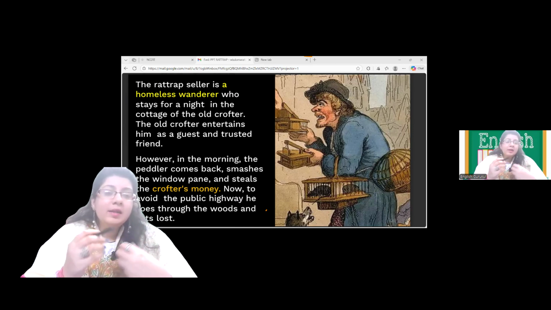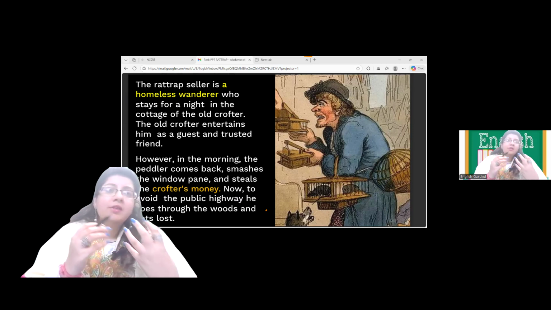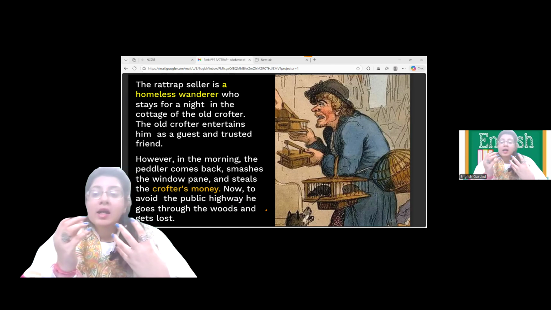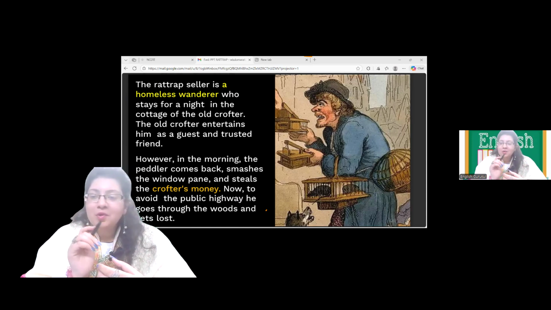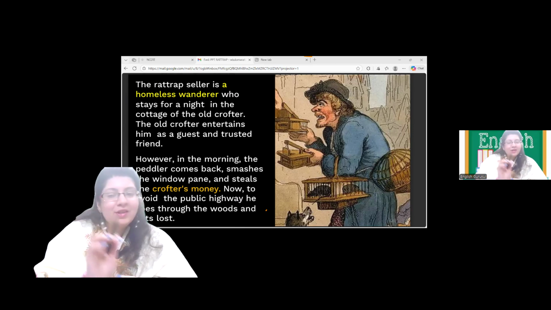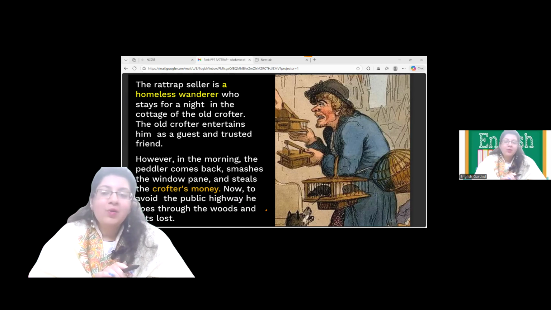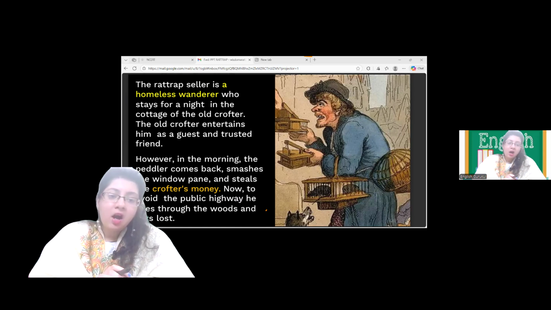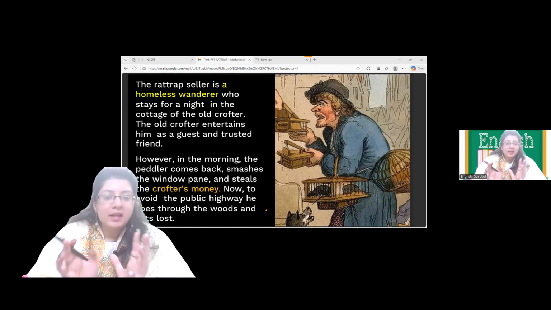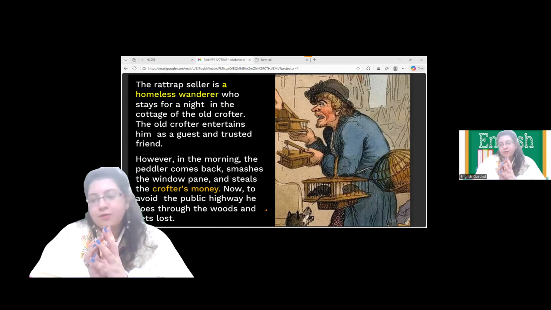So we refer to him as Rattrap peddler, as Rattrap seller, as a vagabond, and you'll get one more word that you'll learn. I won't reveal that now, but you have to figure out what other word is used for him, right? Alright, so the Rattrap seller or the Rattrap peddler is a homeless wanderer who stays for a night in the cottage of the old crofter.